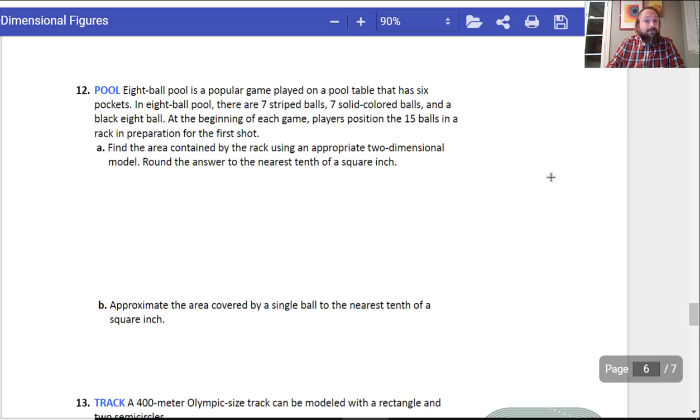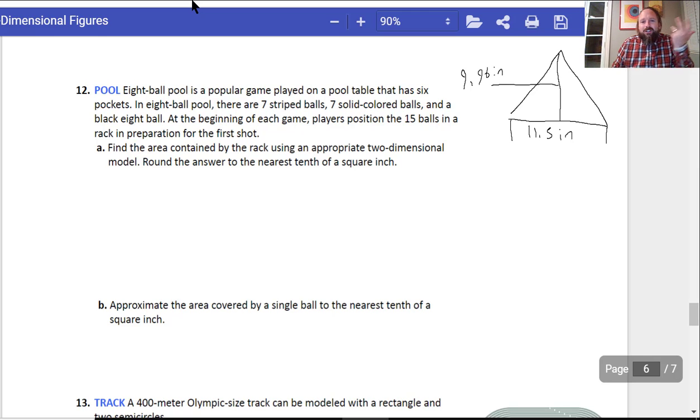Okay, so hold up. Now, I was getting a little frustrated here. I was like, well, how do we get this information? And then I looked and I was like, oh, that makes sense. I cut out the information from you. It's in a triangle. It shows you that the height is going to be 9.96 inches. And it says from here to here, it's going to be 11.5. So yeah, we couldn't really do it.